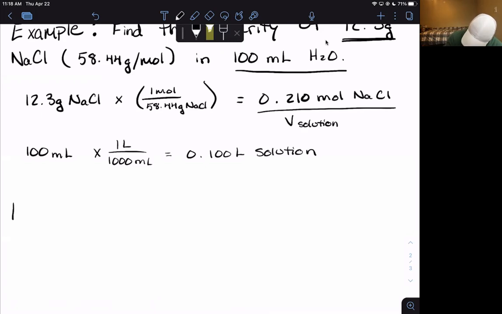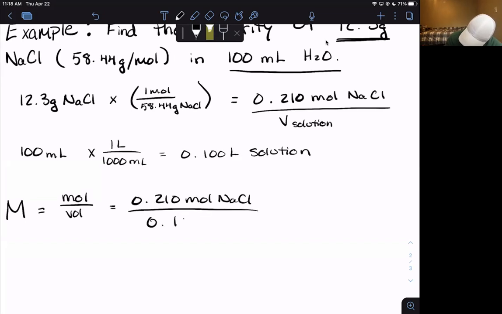Now, to find our molarity, we divide moles by volume, which is 0.210 moles of NaCl for 0.100 liters solution, which gives us a final answer of 2.10 molar NaCl.